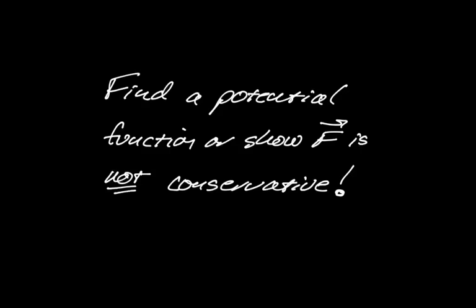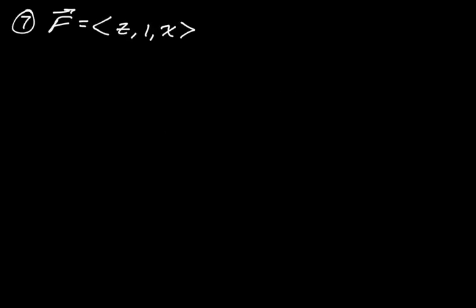All right, in this video, we're doing part 3 of assignment 11, my Calc D multivariable class. We're going to be finding a potential function, or we're going to show that our vector field is not conservative. All right, so let's look.